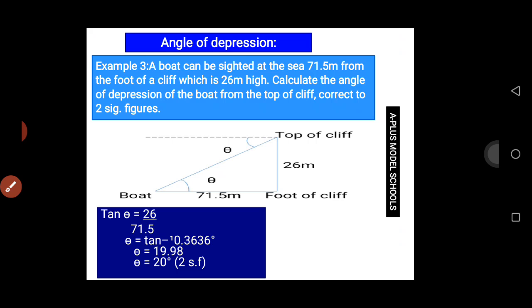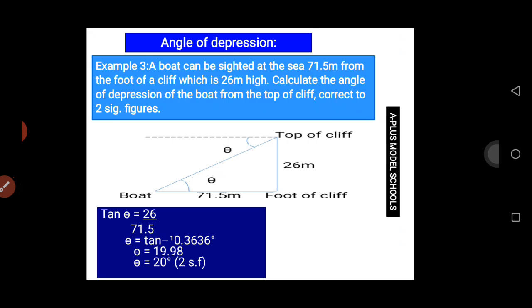So let's go to angle of depression. That is on angle of elevation. Now let's move to angle of depression. Example 3. We stop at example 2 there. Then example 3. A boat can be sighted at the sea 71.5 meters from the foot of a cliff, which is 26 meters high. Calculate the angle of depression of the boat from the top of the cliff, correct to two significant figures.